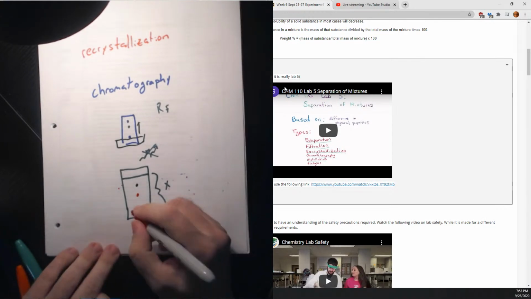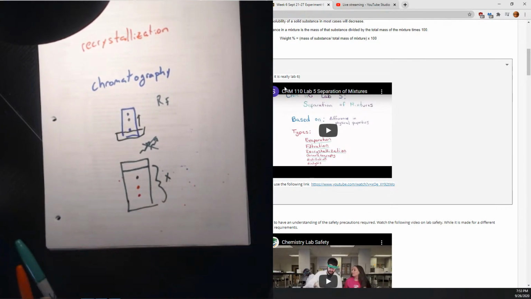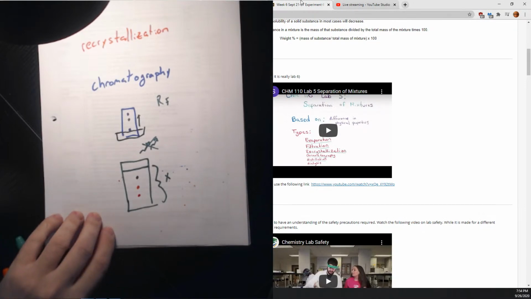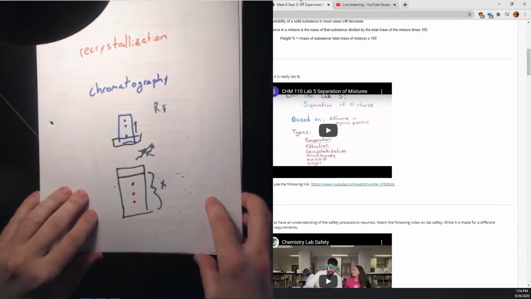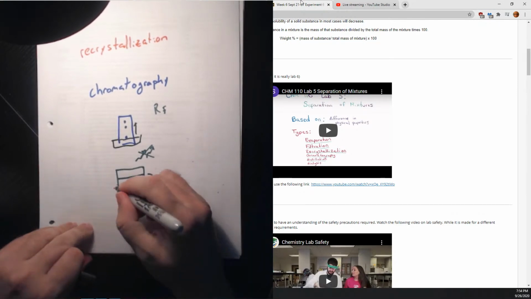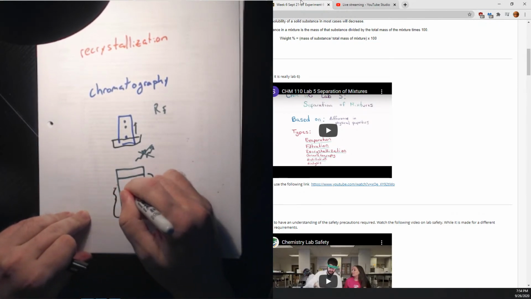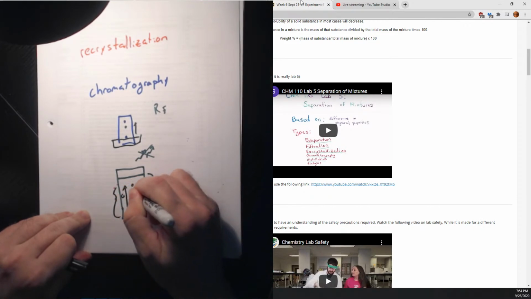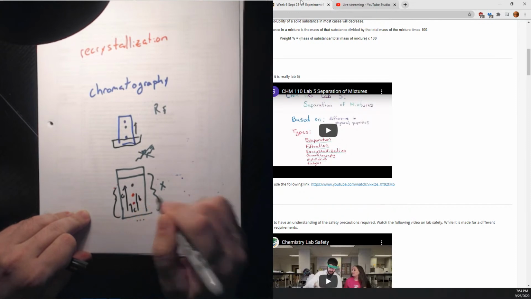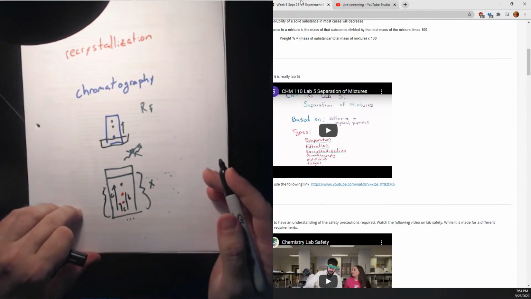If you have a nice pure substance, you'll only have one thing in there. If you have an impure substance, then it will have multiple things in there. Regardless, they will also have moved some distance. So you'll have A, B, C, etc. And that is the retention factor.